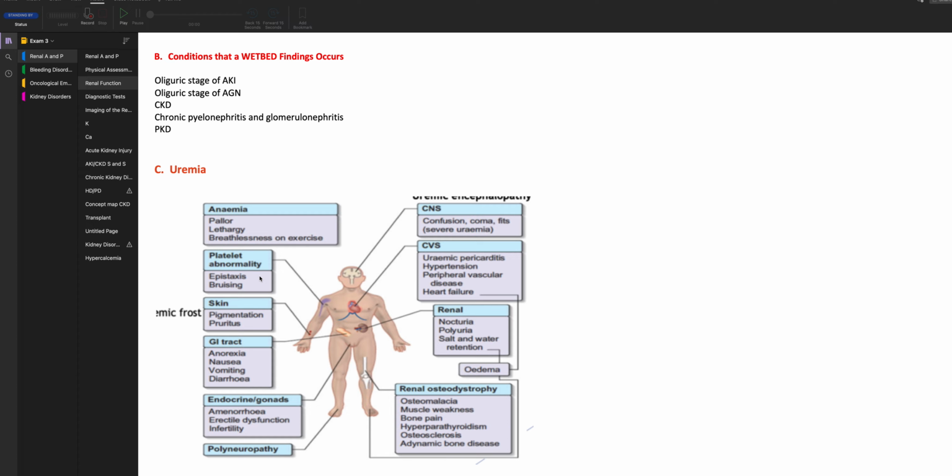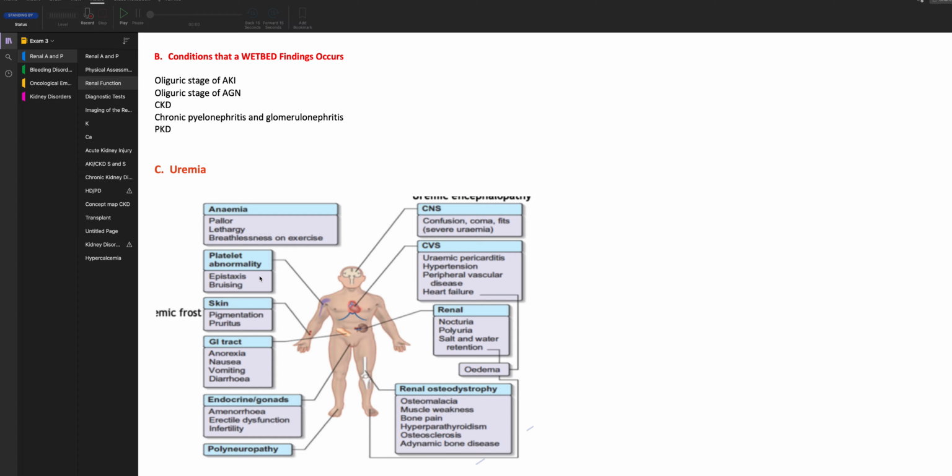And then uremia is irritating to the serous membranes. So they could have pericarditis, so you could hear a pericardial friction rub. They'll have pleurisy, you could hear a pleural friction rub. They're also usually going to have hypertension and heart failure.